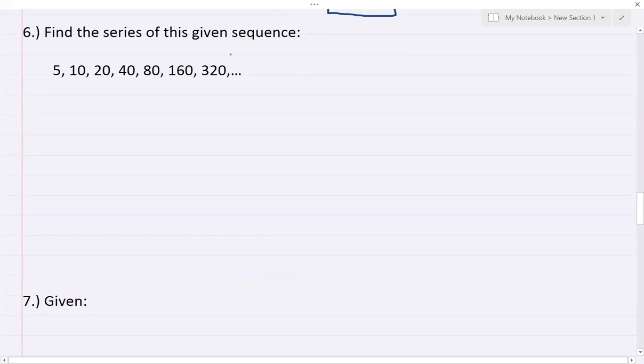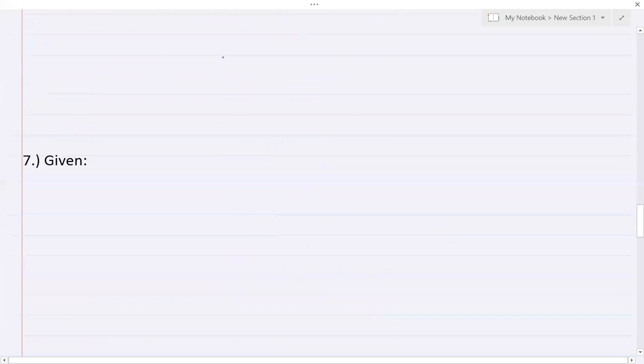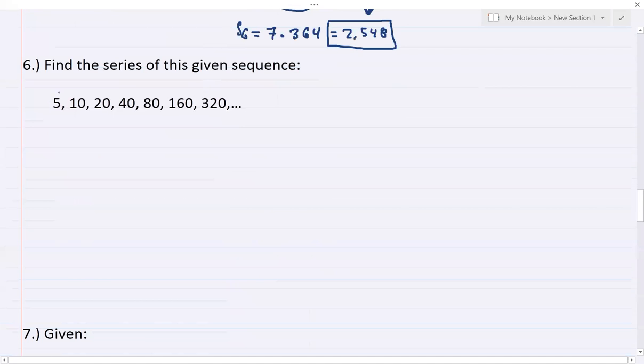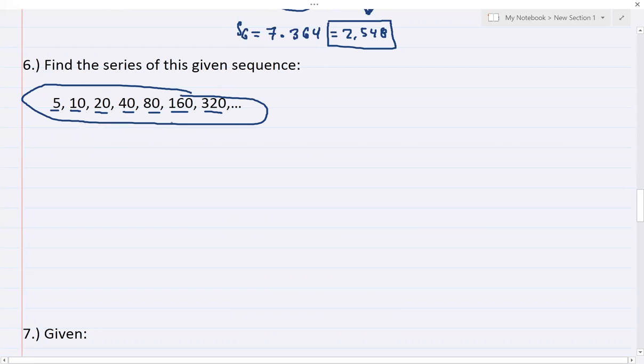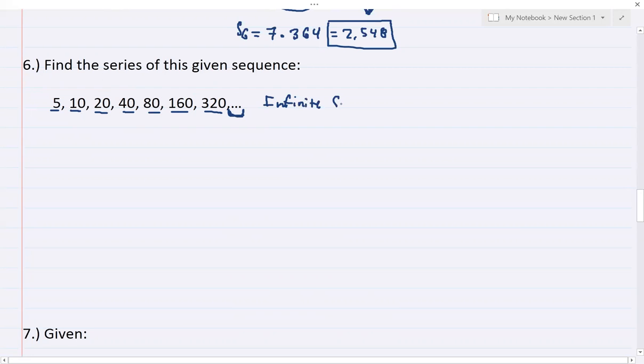Find the series of this given sequence. As you can see, here we have 5, 10, 20, 40, 80, 160, 320. Okay. So you're asked to find the series of this given sequence, meaning all of these. So here's the thing. You see the 3 dots here? It means it is an infinite sequence.